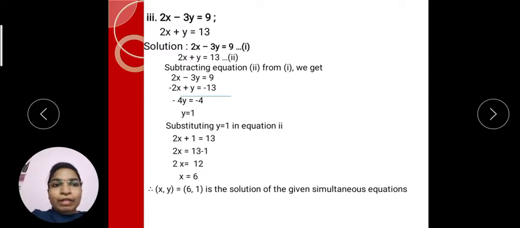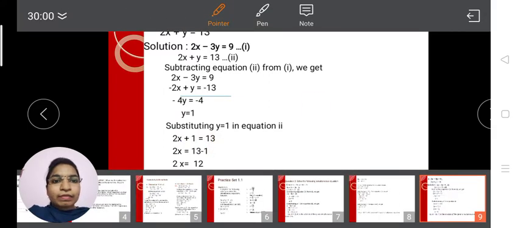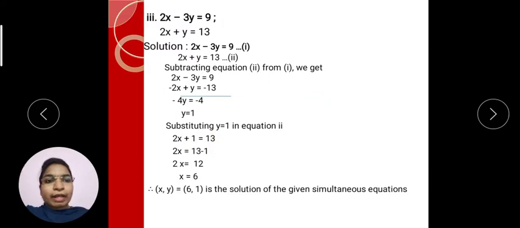By substituting y is equal to 1 in the second equation, what will you get? The second equation is 2x plus y is equal to 13. So 2x plus 1 is equal to 13. This 1 shifts to the right side and becomes minus 1, and therefore 2x is equal to 13 minus 1. So 2x is equal to 12 and x is equal to 6. So 6 comma 1. What is the value of x? First you have to write here 6. Then what is the value of y? You have to write here 1. So 6 comma 1 is the solution of the given simultaneous equation.